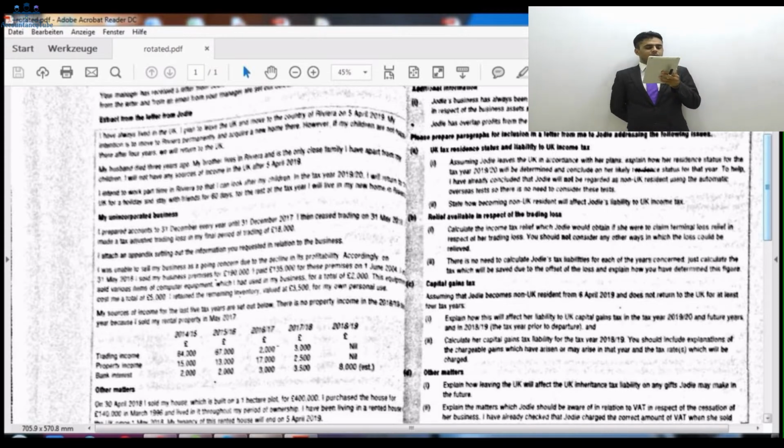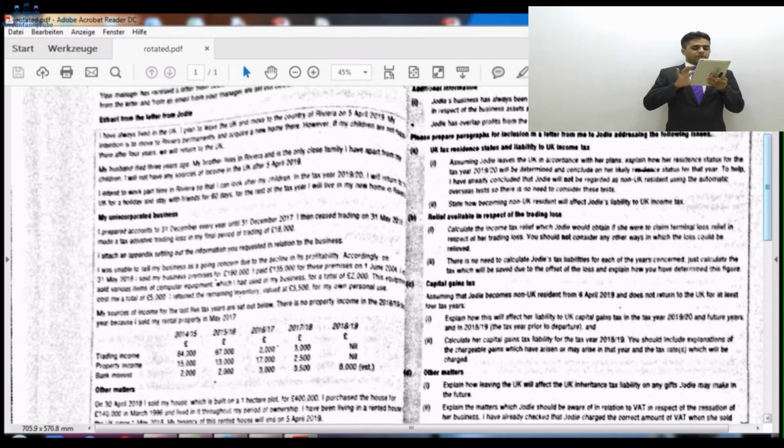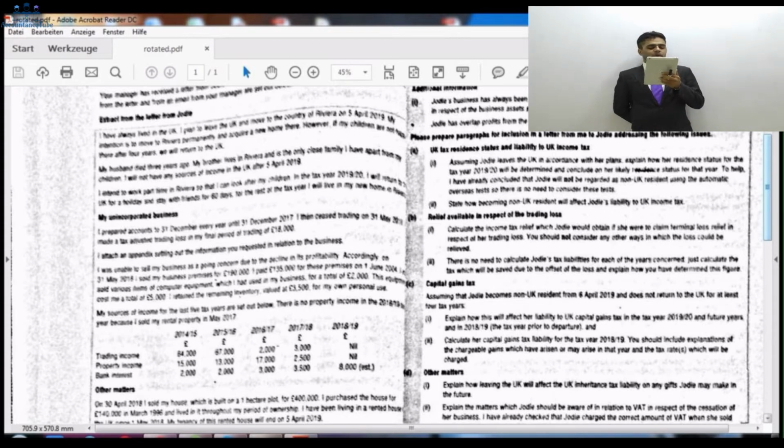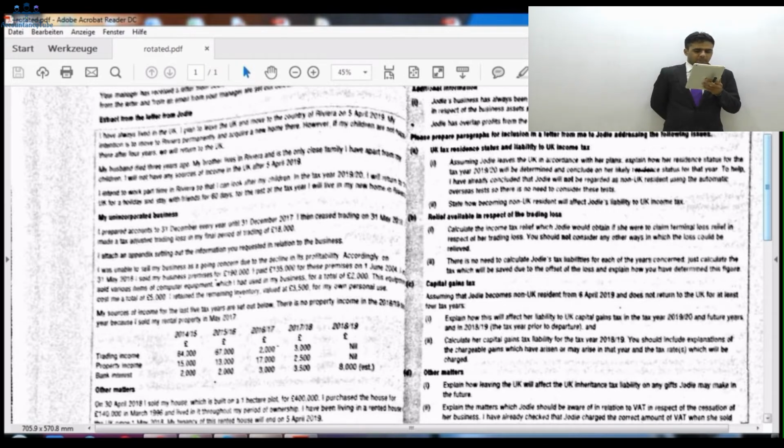Now with regards to A, the relevant information is given in the above paragraph. If you see where it says prepare the paragraph for inclusion in the letter from me to Jodi addressing the following issues. So what are the issues? In part A it says UK resident status and liability to UK income tax. Now it says in part A1, assuming Jodi leaves the UK in accordance with her plans, explain how her resident status for the tax year 19/20 will be determined, and conclude on her likely resident status for the year.